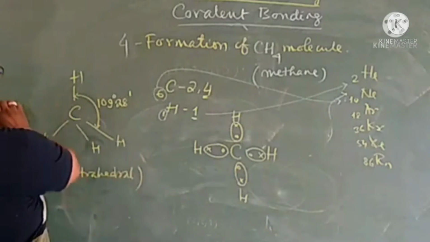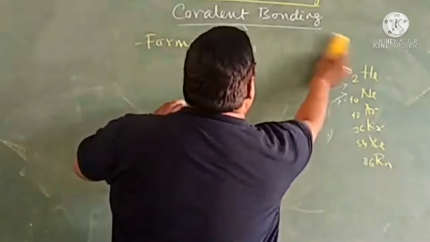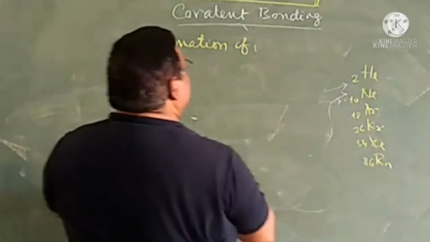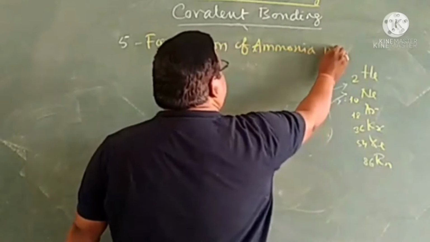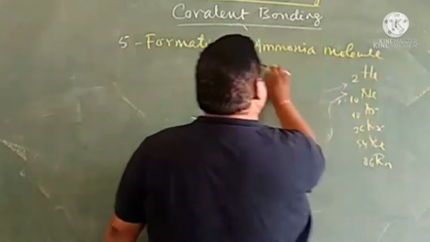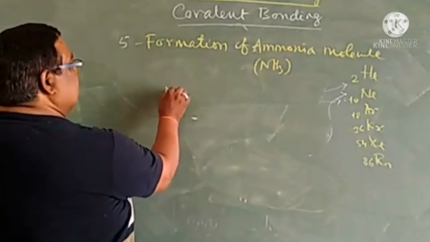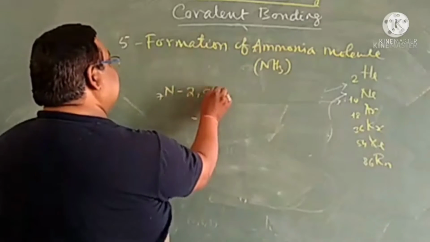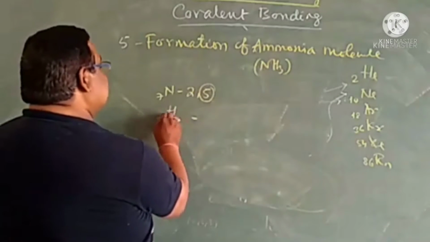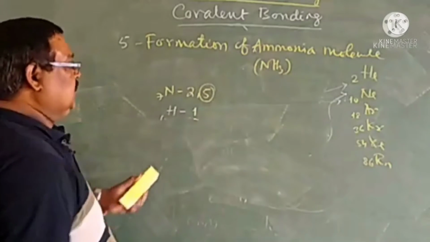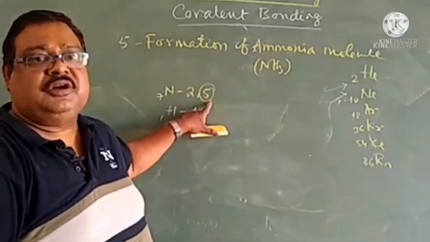Coming over to another example. Five, formation of ammonia molecule, that is NH3. Again here nitrogen has atomic number 7 and got 5 valence electrons in its valence shell, whereas hydrogen has only 1 electron. Each hydrogen requires 1 more electron, while nitrogen requires 3 more electrons to become octet.